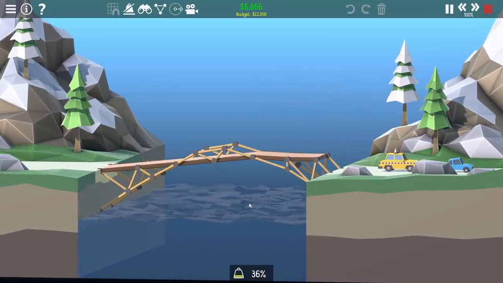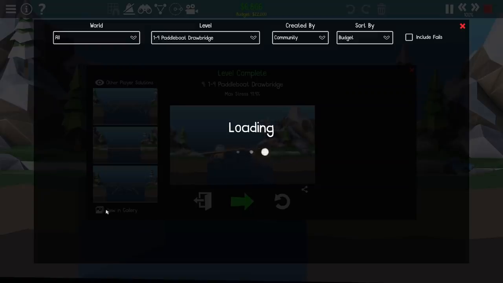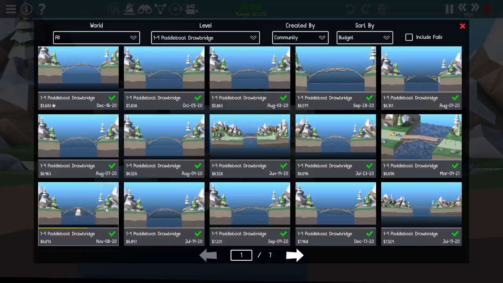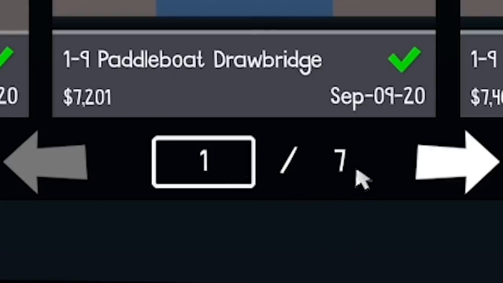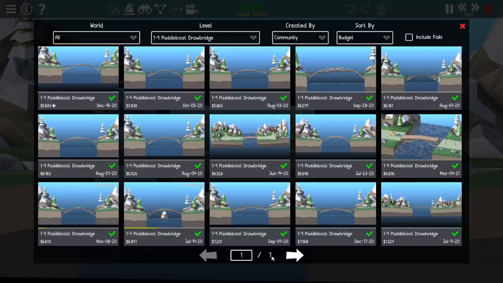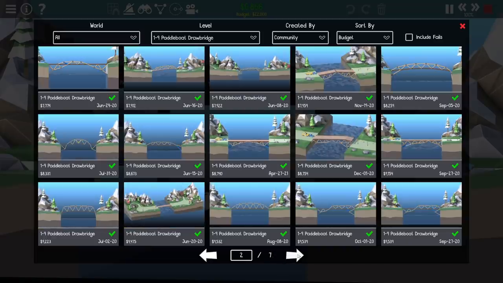Yes, lovely. So 6,800. Where are we in the gallery? Look at that. We are on the first page. First page out of 7. So decent. That's what you get for ignoring the hydraulics. Now let's go take a look at some designs that did use the hydraulics.